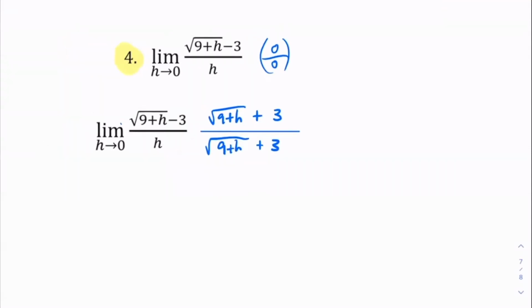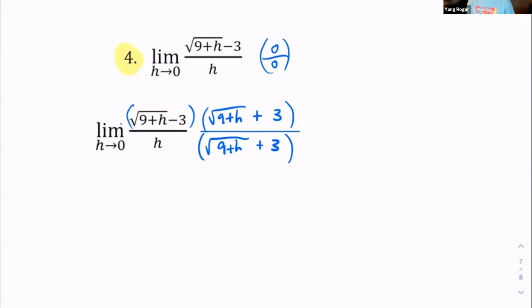So when we conjugate, whatever we do to the top, we do to the bottom. Right, because you're only allowed to multiply by one. You're not allowed to multiply the top by one number and the bottom by a different number because you're changing the expression, right? But when you multiply by one, you're not changing anything. We want to change the way it looks, but we don't want to change what the expression actually is.